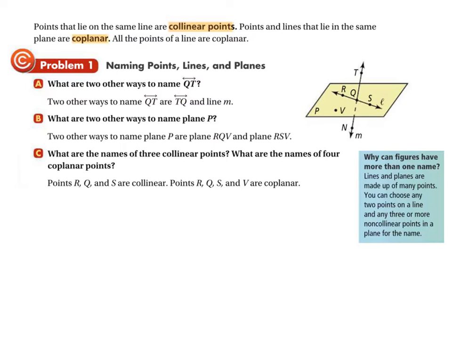And what are the names of three collinear points? As I said, we've got R, Q, and S are collinear. You also have T, Q, and N being collinear on this line. What are the names of four coplanar points? We have V, R, Q, and S all on the same plane. So R, Q, S, V are all coplanar.